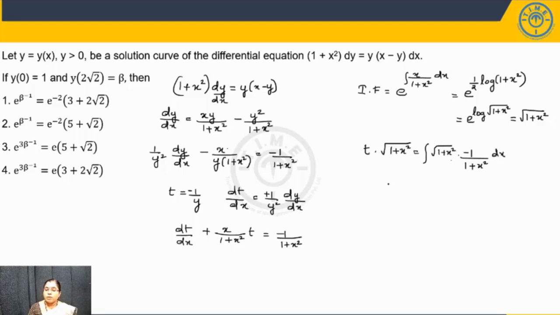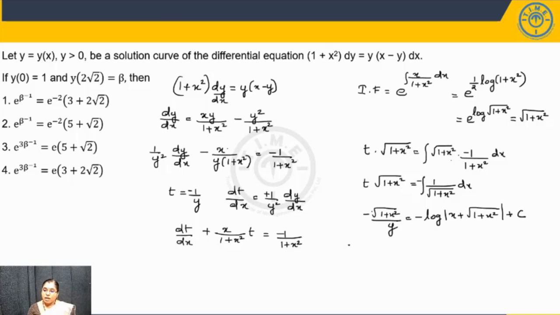So √(1 + x²) cancels and we get t√(1 + x²) = ∫ −1/√(1 + x²) dx. Now what is t? t is −1/y. So −√(1 + x²)/y = −log(x + √(1 + x²)) + c. Now let's put x = 0 and y = 1.